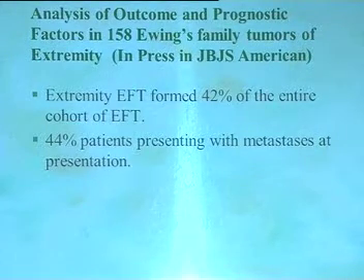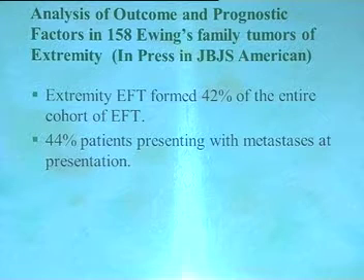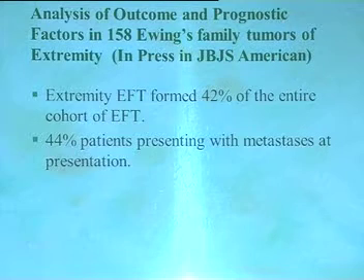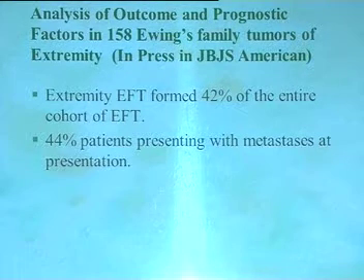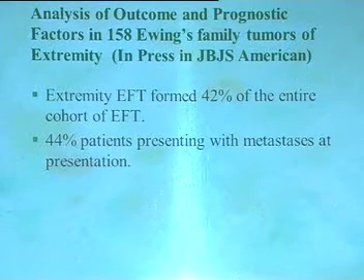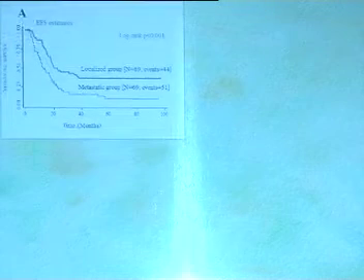We have recently analyzed our data of extremity Ewing sarcoma of 158 patients, and this is in press in Journal of Bone and Joint Surgery American. And our data was that of the entire Ewing sarcoma family tumors, 42% were extremity Ewings. And 44% of the extremity Ewings were metastatic at presentation.